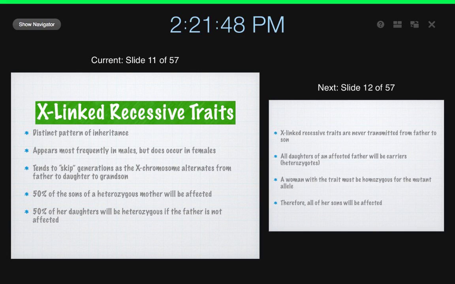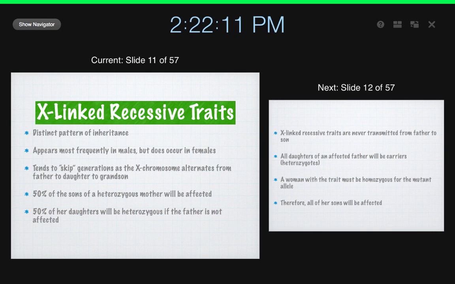No. You can have colorblind females. It's just going to be more prominent in males because they only have to have the one copy of the recessive allele. For females, it's just like an autosomal gene. You have to be homozygous recessive because of the 2 X's. Okay? So it is most frequently in males, but it can occur in females.